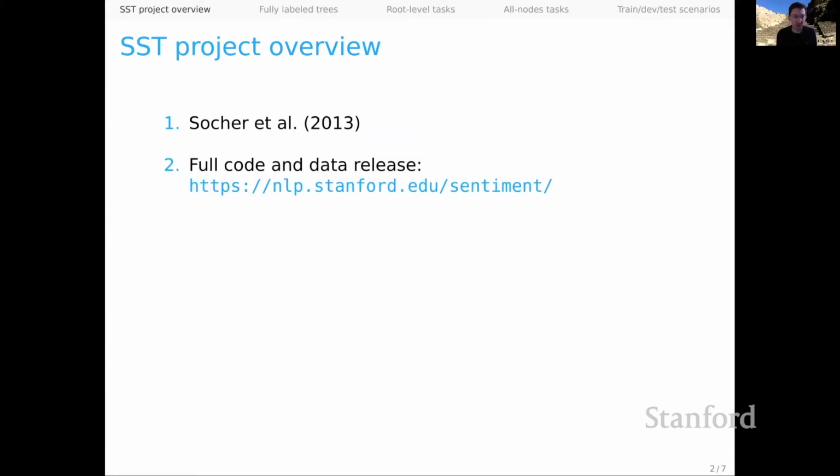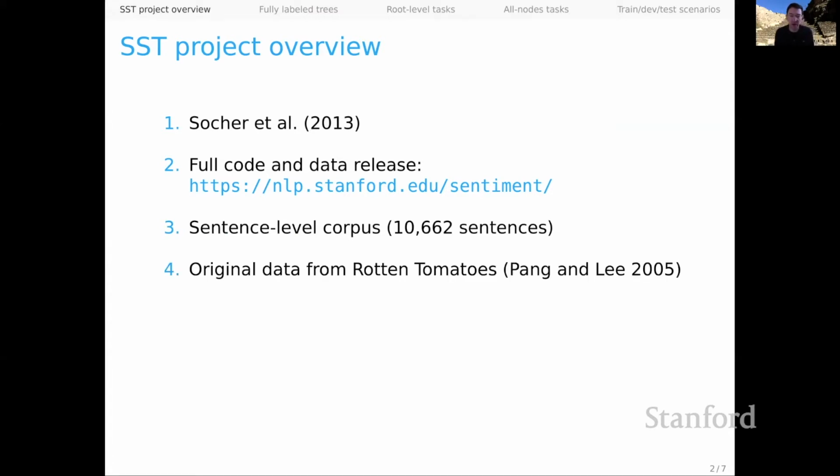At this website here, you can see the full code, all the data, of course, as well as an API that will let you try out new examples and interact with the core models that are motivated in the paper. It's a sentence-level corpus. It's got about 11,000 sentences in total, and all of those sentences are originally from Rotten Tomatoes. So they are sentences from movie reviews.